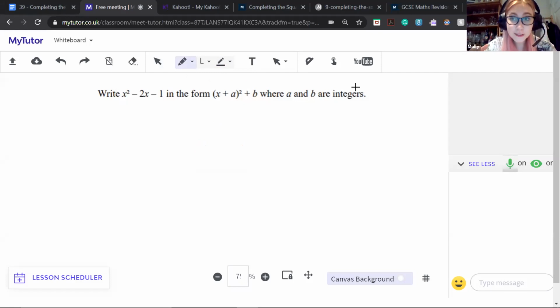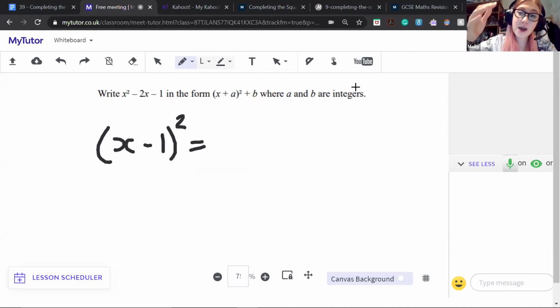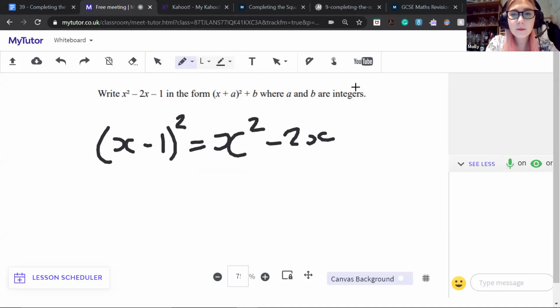So let's put it in completed the square form. First thing that we want to do is work out what we need a to b to make x squared minus 2x. So we're going to need it to be minus 1, half of that minus 2. And the reason is because then when we square it, we get x squared minus 2x plus 1, and that minus 2x gives us our minus 2x.